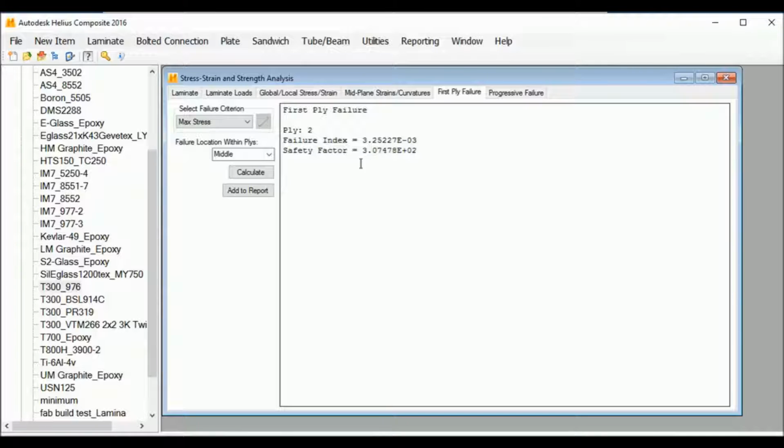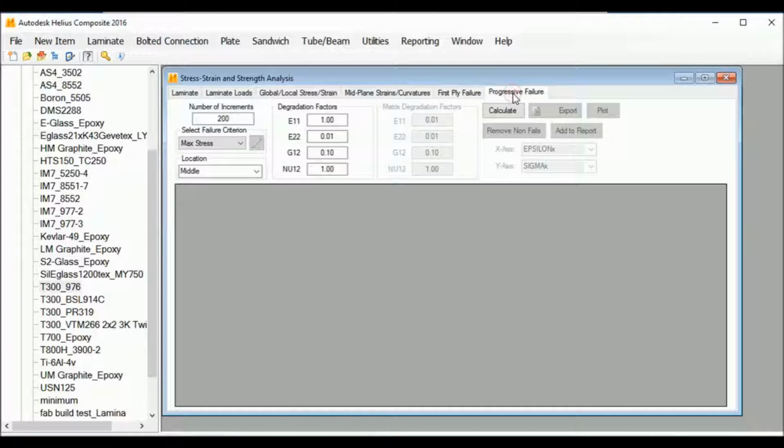First ply failure isn't necessarily the end of the story, because failure is happening in ply 2. That's a transverse ply. That's one of the weaker plies with respect to the applied load. So we would expect the outer plies to remain intact. We can explore that a little bit more with the progressive failure option. Progressive failure will step through incrementally the applied stress and work out stresses and strains and decide whether failure has been reached in the other plies.